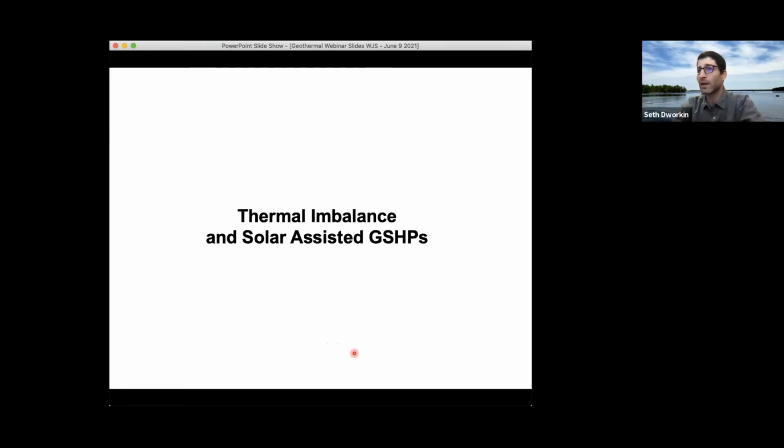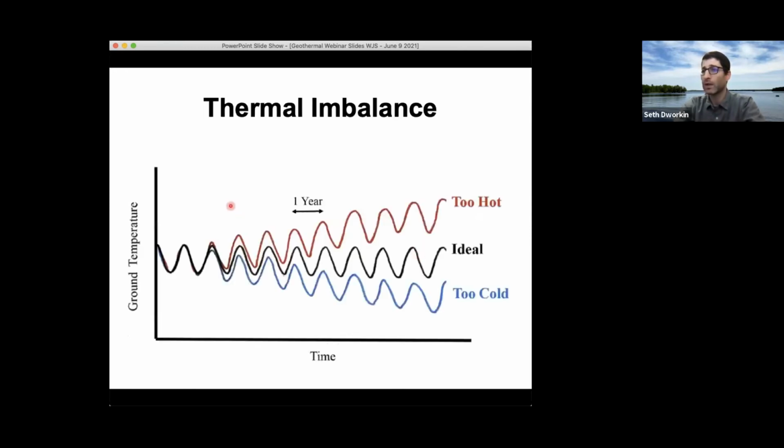The next topic I want to talk about is thermal imbalance. So thermal imbalance is a really key consideration in geothermal systems. So this sort of cartoon graph here shows what that means. Along the x-axis, I have time in years. Here's what 1 year is. And along the y-axis, I have ground temperature. And it zigzags, it fluctuates.